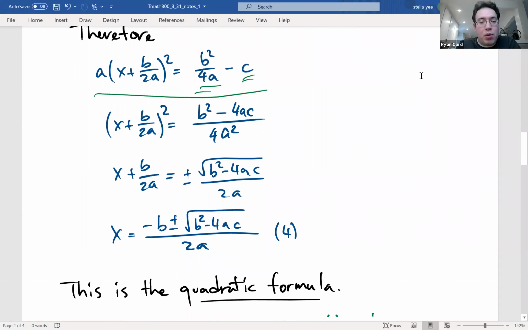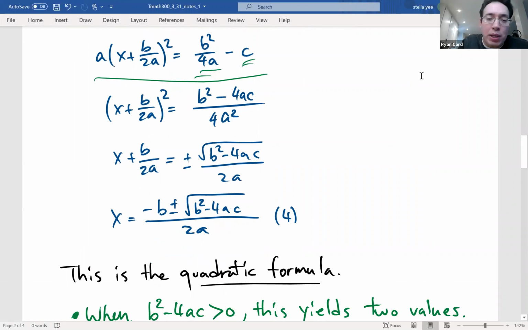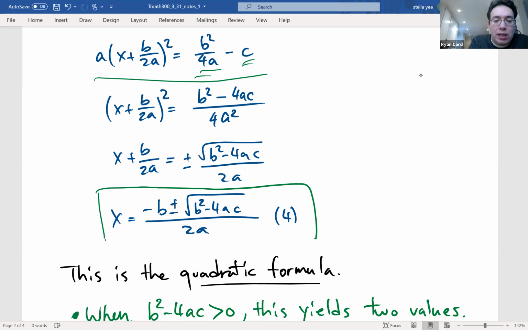To get rid of the square, we could square root both sides, remembering to take plus and minus the value there. And then all we have to do to get x by itself is subtract b over 2a from both sides of the equation. And here's what we get. This is the quadratic formula as we know today.